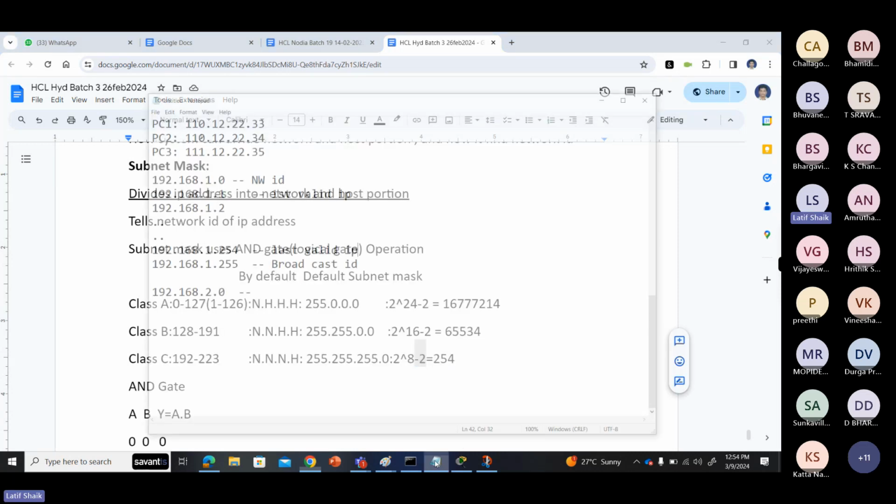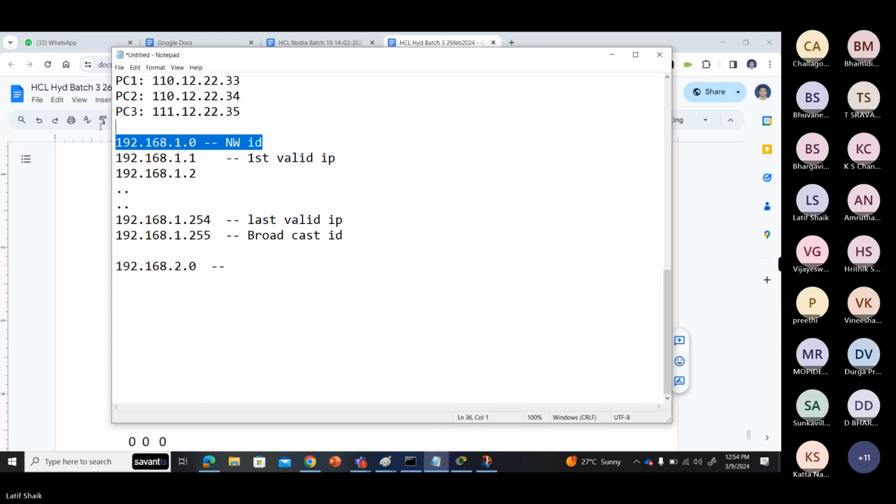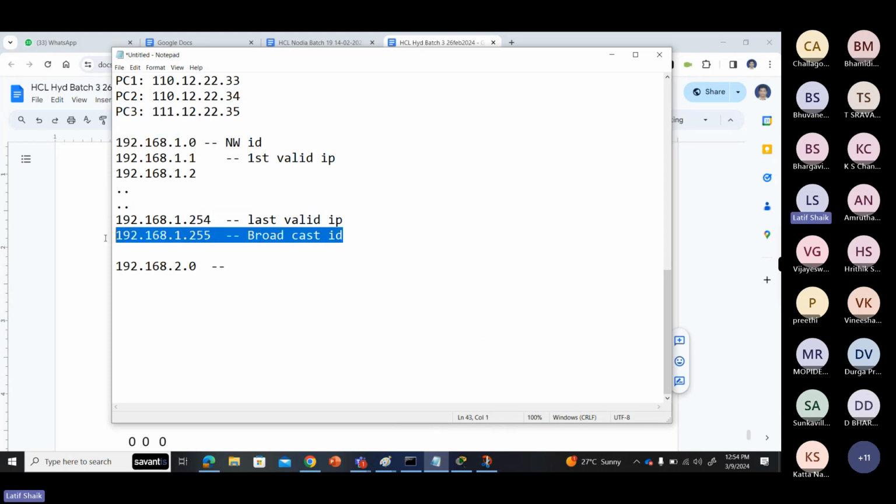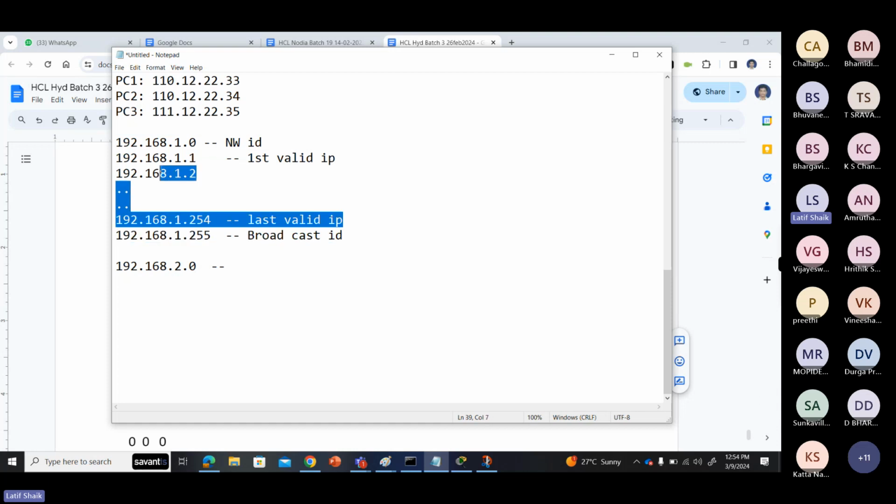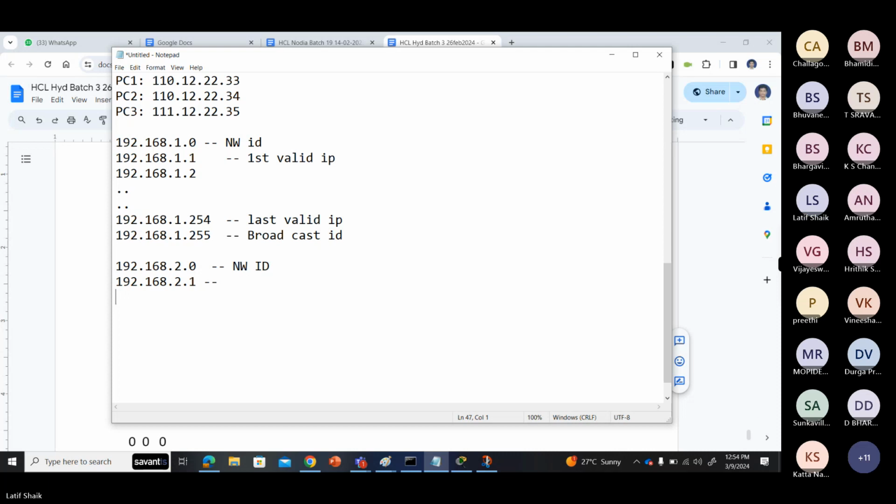The first IP address represents the network ID. The very last one in the same network is the broadcast ID. The remaining addresses we can assign to any device. And when the network changes, it is a different network. This is another network ID, this is another network, their network ID.